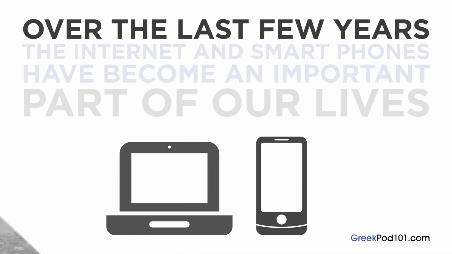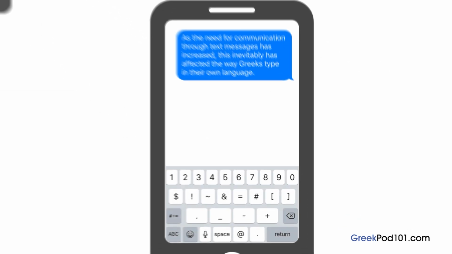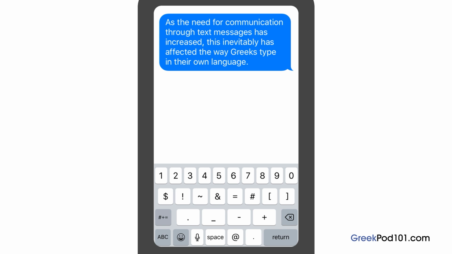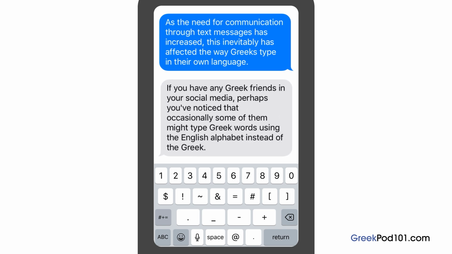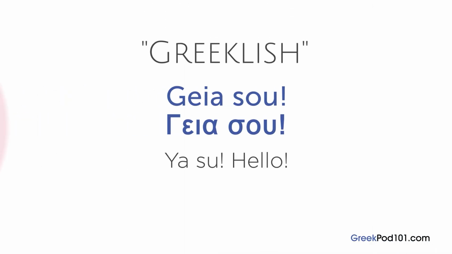Over the last few years, the internet and smartphones have become an important part of our lives. As the need for communication through text messages has increased, this inevitably has affected the way Greeks type in their own language. If you have any Greek friends in your social media, perhaps you've noticed that occasionally some of them might type Greek words using the English alphabet instead of the Greek. This hybrid is called Greeklish, and it's a bad habit that you should not make your own.